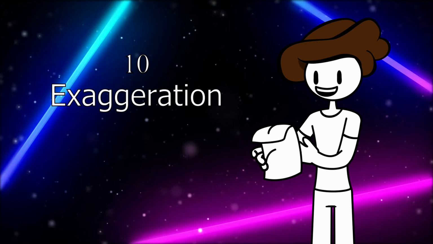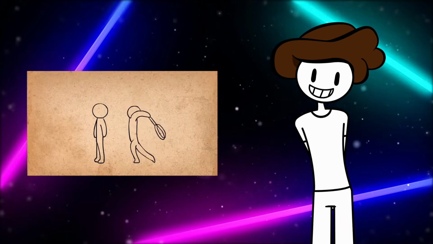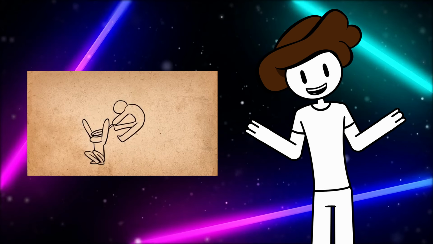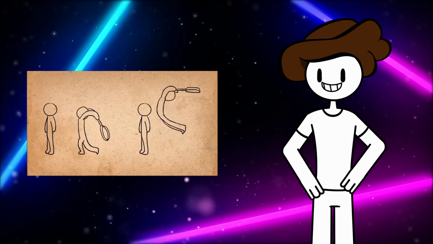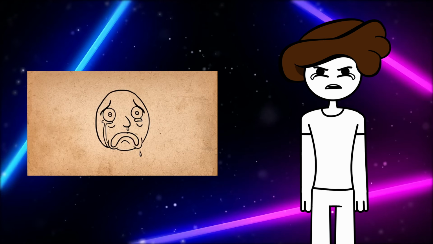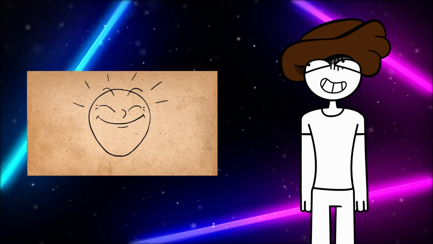Exaggeration. You have to always keep this rule in your mind. When I punch someone, make him take a huge step backwards, then punch. This will give the appearance of a strong punch. If he's sad, make him sadder. Happy, make him happier.